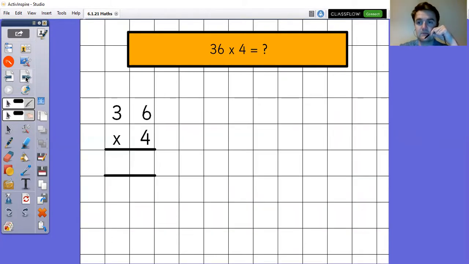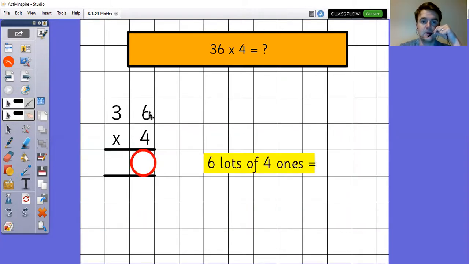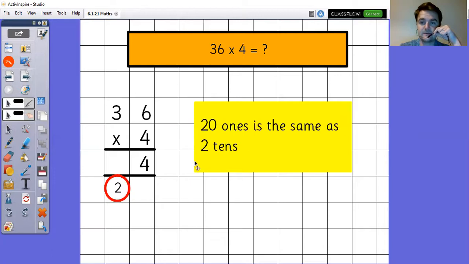So I'm going to do the column method first. I have to do the ones multiplied by the ones first. 6 lots of 4 ones is 24. Now 24, 20 is the same as 2 tens. So just like we do in adding, I need to move it across so that I've got it exchanged, ready to add on at the end. And that's really important, that with these extra ones, we add it on, we don't multiply them.